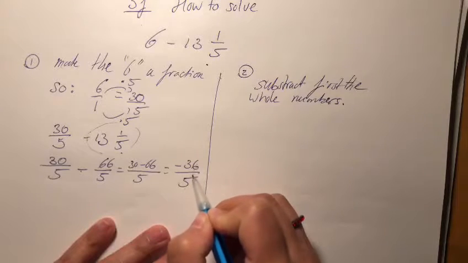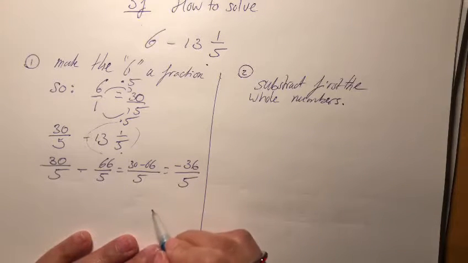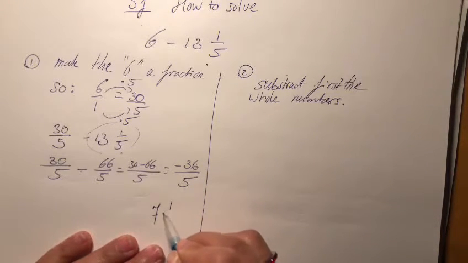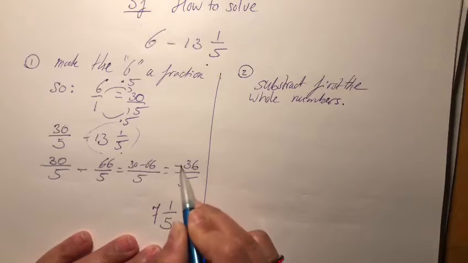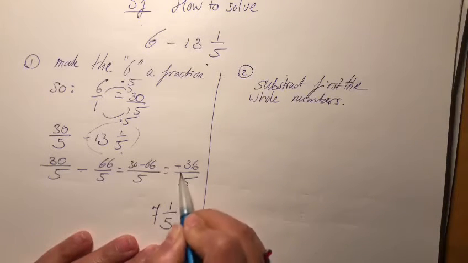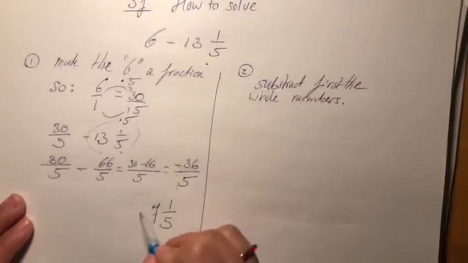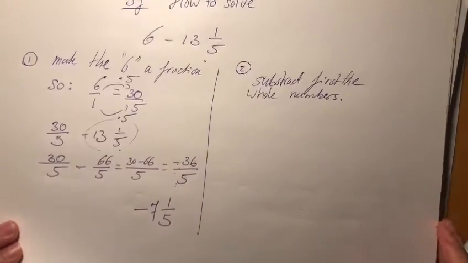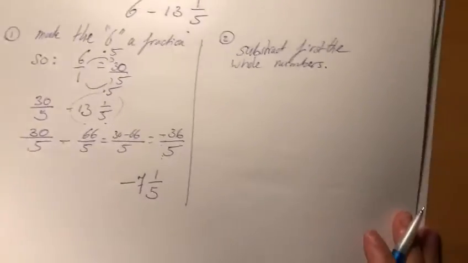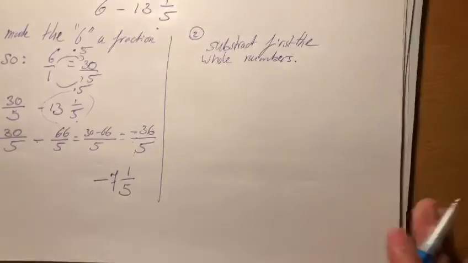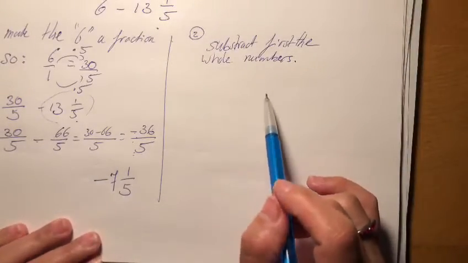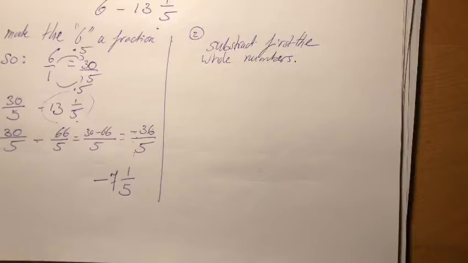5 fits in there 7 times. We are left with 1 out of 5, and it's negative. So negative times negative divided by positive gets me negative. Yeah, it gives me negative. Subtract first the whole numbers.